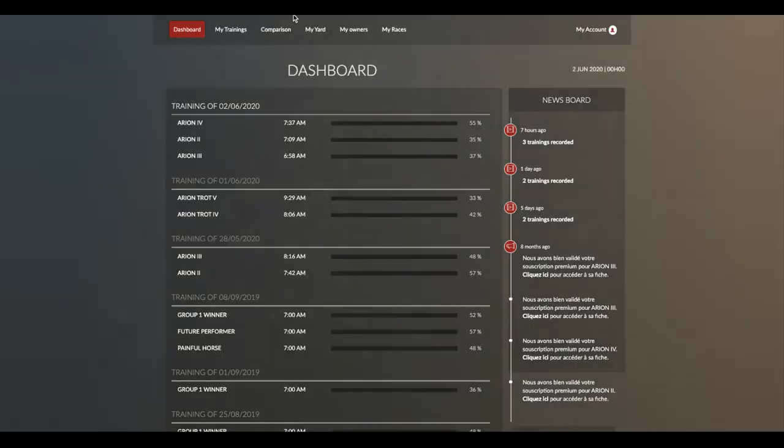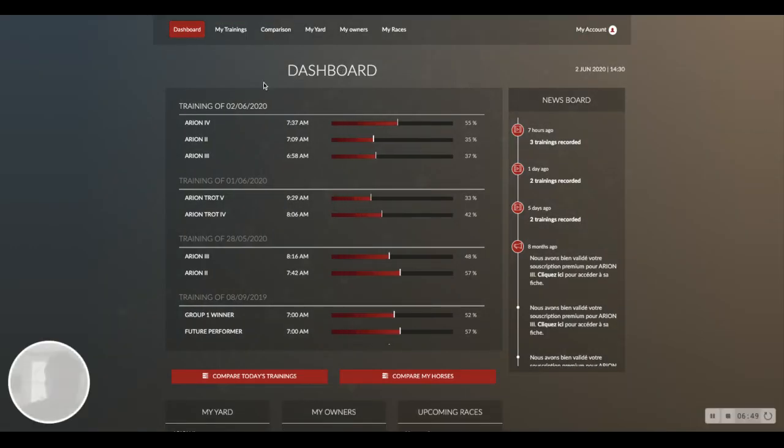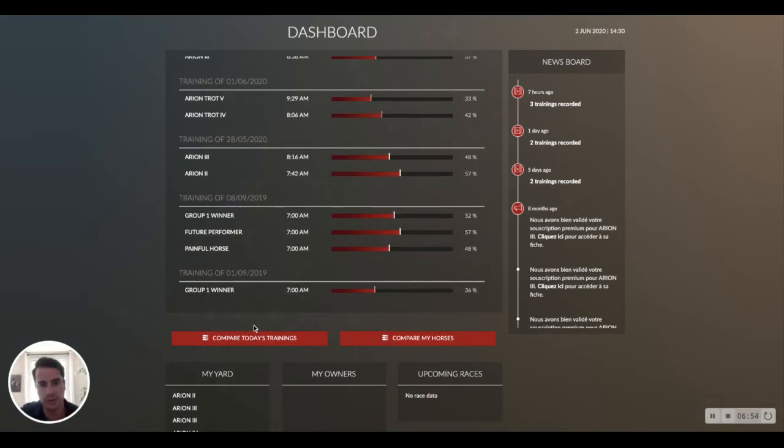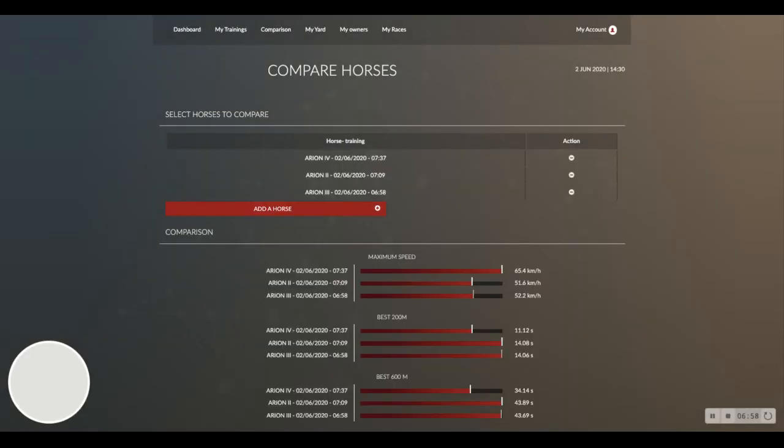Then when I get back to the main dashboard, you also have the comparison tool. For example, you can press on compare today's training. Then you will have an easy comparison tool.